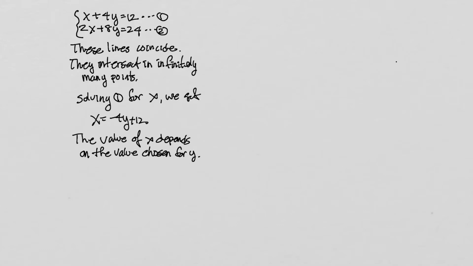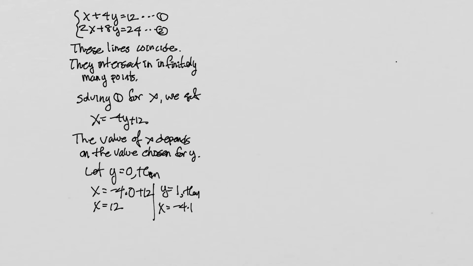So what if we did this? Let's just do a few examples. What if we let y equal 0? If we did that, then x would be negative 4 times 0 plus 12, or x would be 12. If we let, say, y equal 1, then x would equal negative 4 times 1 plus 12. x would be negative 4 plus 12. x would be 8. So these are just two possibilities for y.